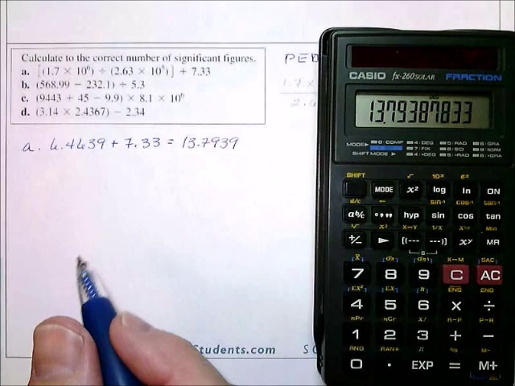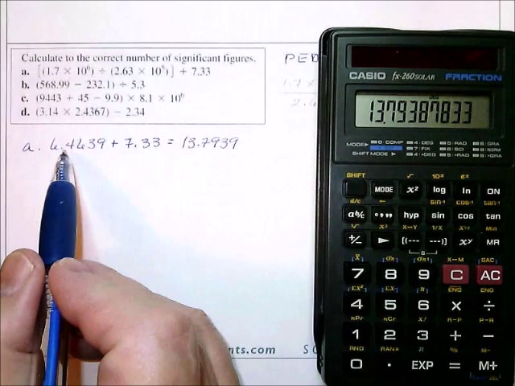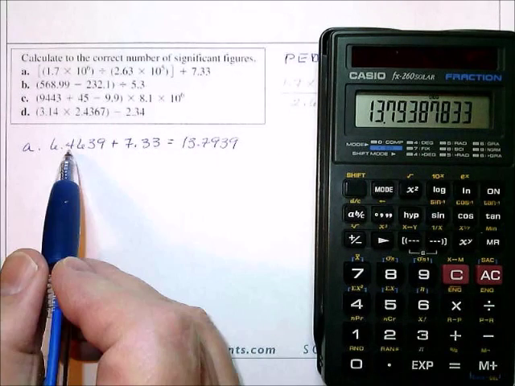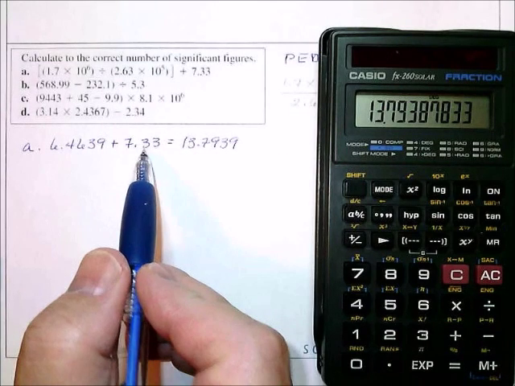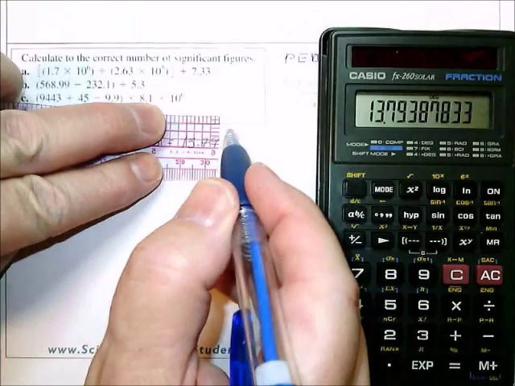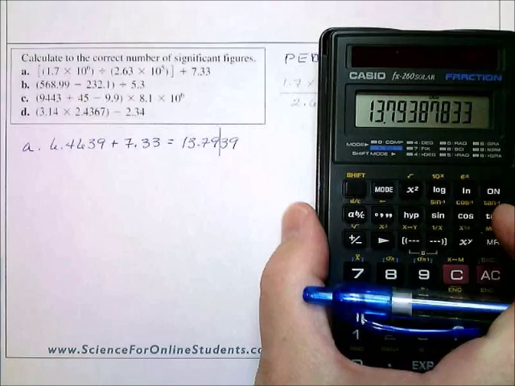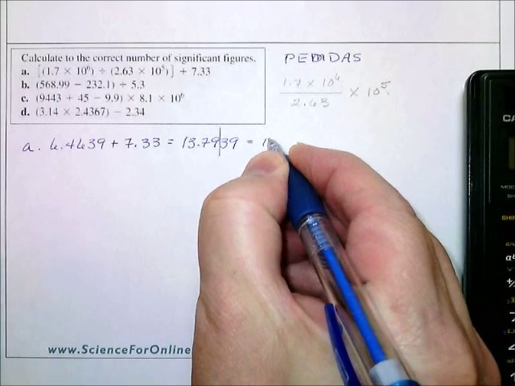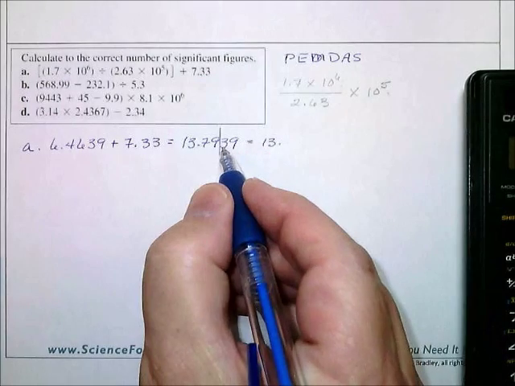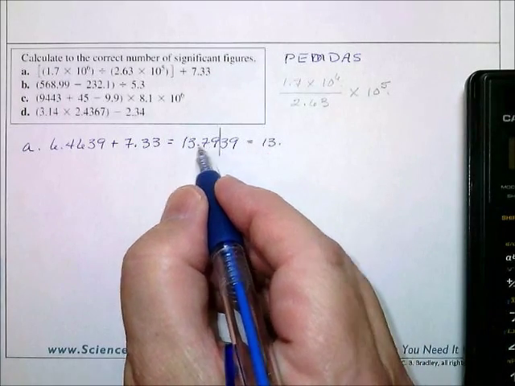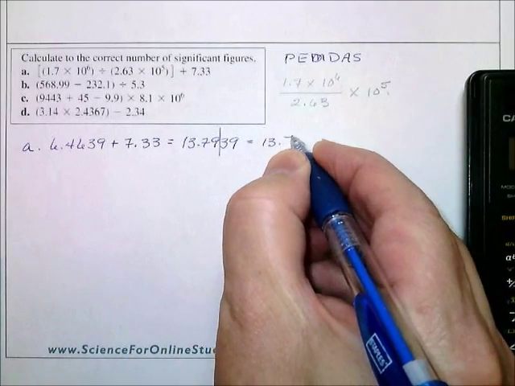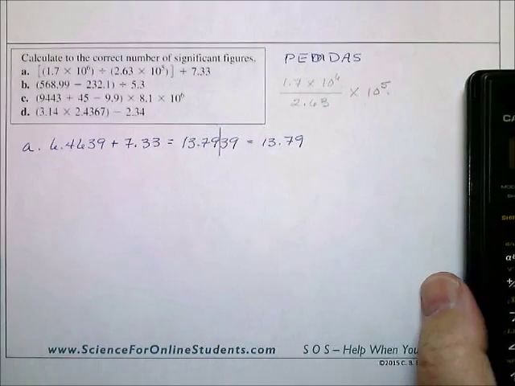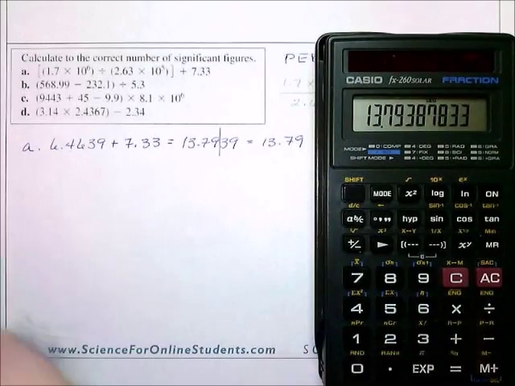And where do we round? Four or more decimal places here, two decimal places here, so we will round here. And that will give us 13 point. The 3 does not make the 9 round up, so this is 0.79, and that's the answer. B.